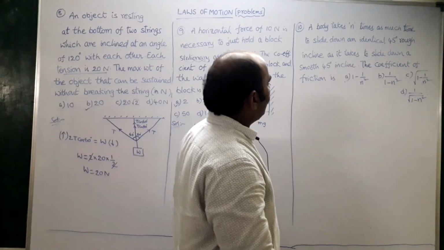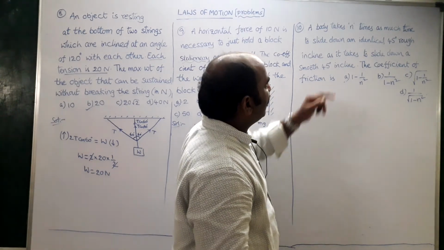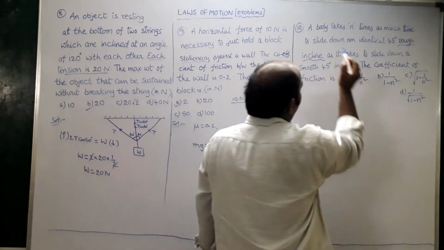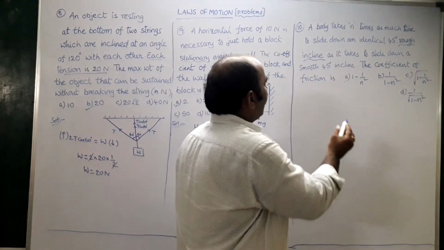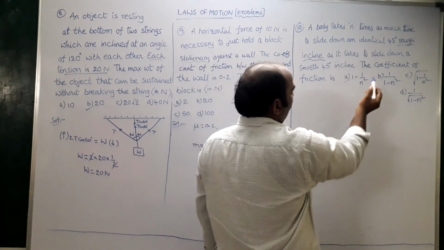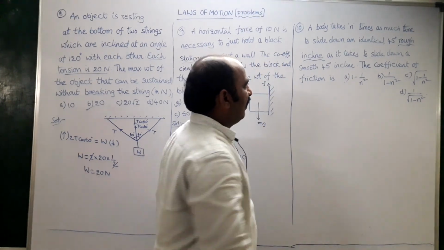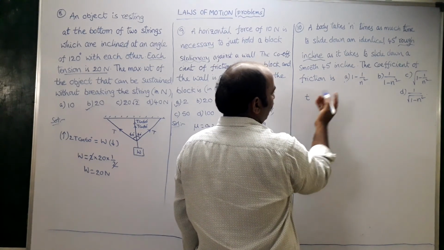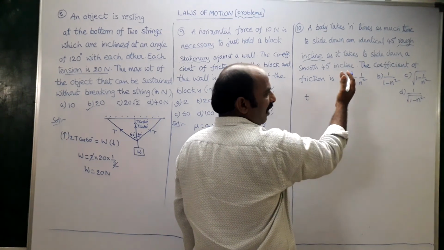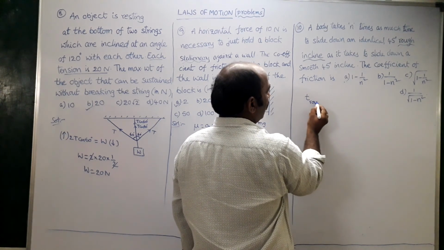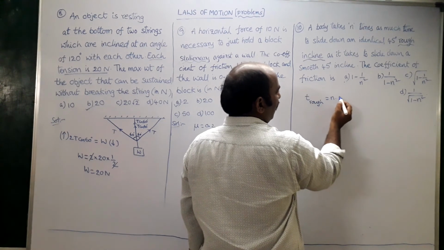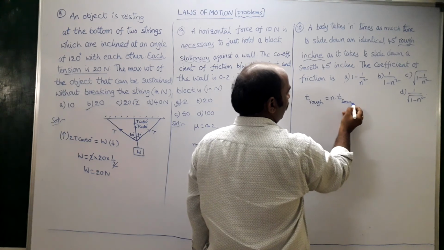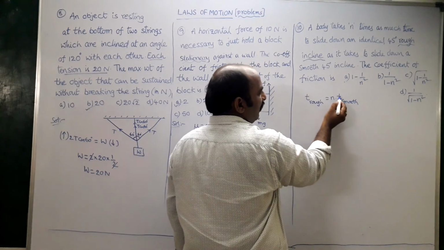The last one, 10th problem. A body takes n times as much time to slide down an identical 45-degree rough incline as it takes to slide down a smooth 45-degree incline. The coefficient of friction mu is how much? Here there is a condition given, that is time taken to travel a body from top to bottom along rough inclined plane is equal to n times of the same situation of smooth inclined plane. So we take T rough is equal to n into T smooth.